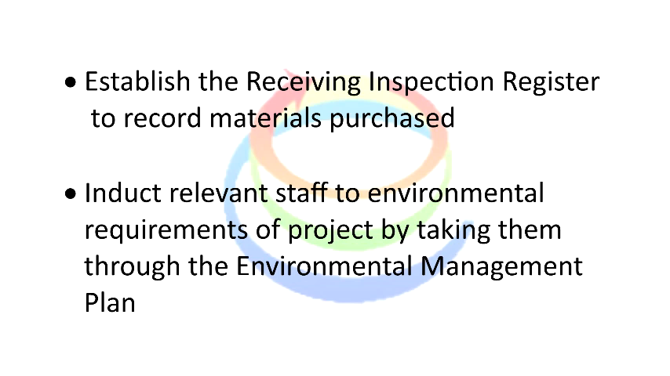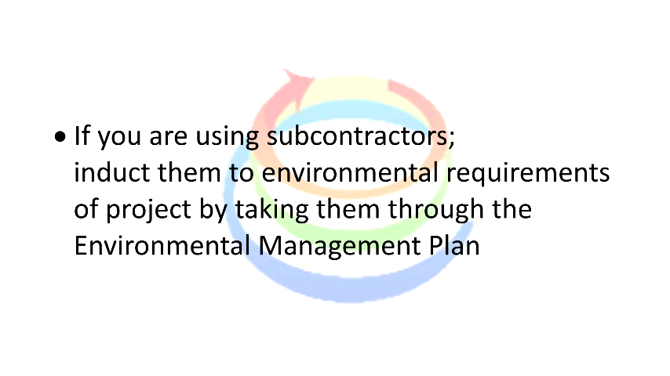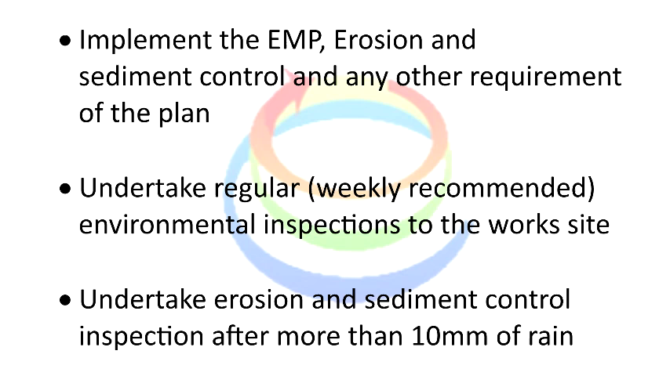Induct relevant staff to environmental requirements of the project by taking them through the environmental management plan. If you're using subcontractors, induct them to environmental requirements of the project by taking them through the environmental management plan. During the project, implement the EMP, erosion and sediment control, and any other requirements of the plan. Undertake regular, or weekly as recommended, environmental inspections of the work site.